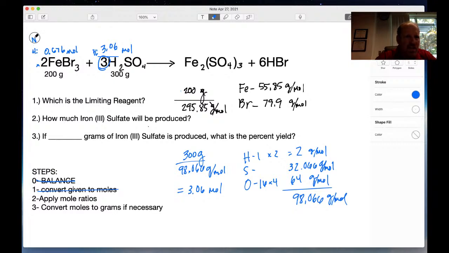How many do you need to make this work? To completely react, you need 2 moles. You have only 2/3 of a mole. So for this one, you need way more than you have. So this is going to be your limiting reactant.